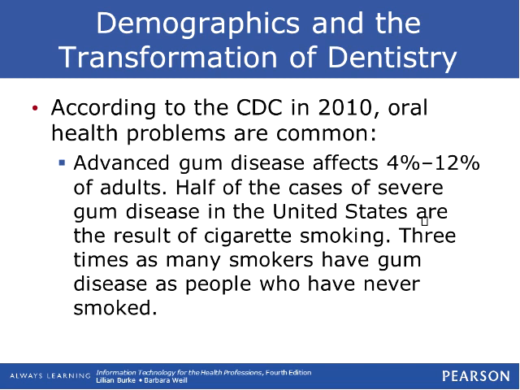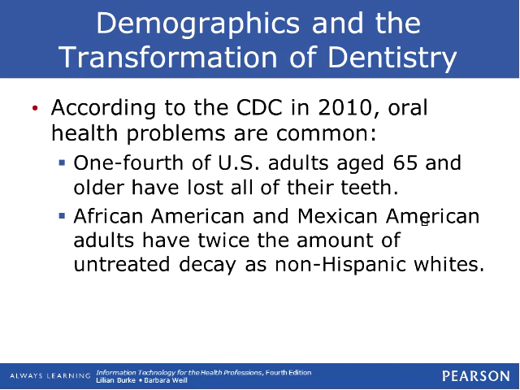Advanced gum disease affects 4 to 12% of adults. Half the cases of severe gum disease in the United States are a direct result of smoking, and 3 times as many smokers have gum disease as people who have never smoked. So you can see that cigarette smoking is added to that also.